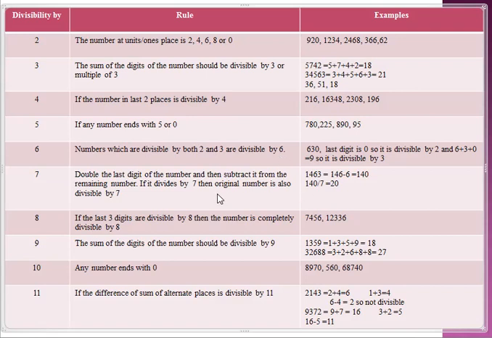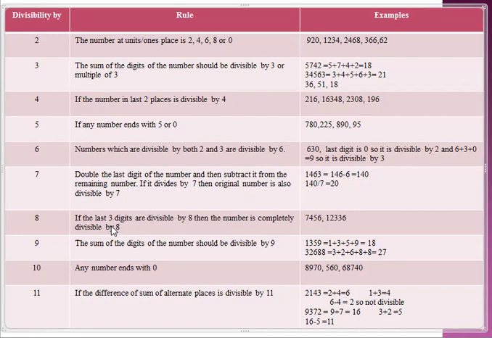For 7, we have a little bit of a trick. Double the last digit of the number. That means if any number is given here, 1463, the last digit means the ones place. So 3 plus 3 is 6. And then subtract it from the remaining number. That means you have to subtract this 6 from 146. So 146 minus 6 is equal to 140. And 140 is divisible by 7. Yes, it is applicable. The answer is 20. So this whole number can be divided by 7.